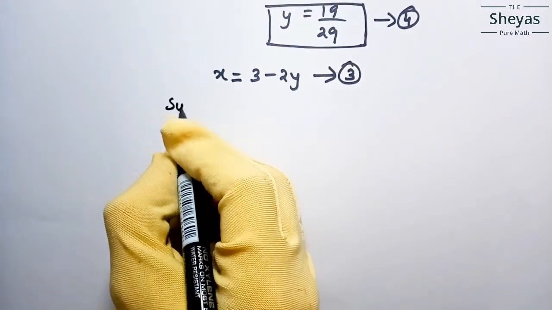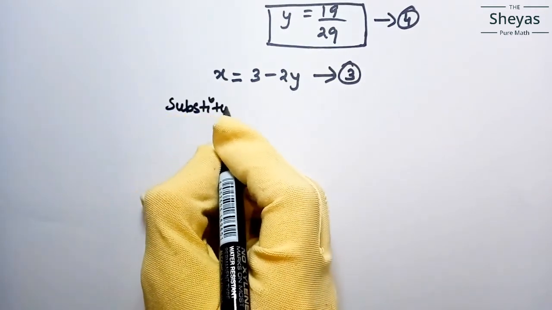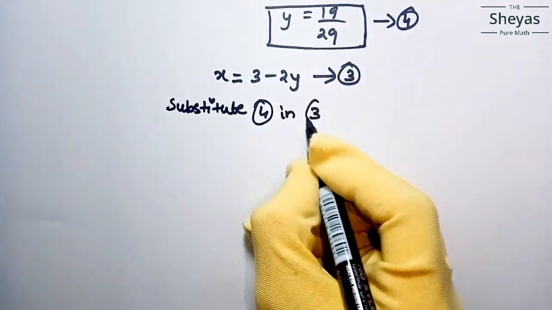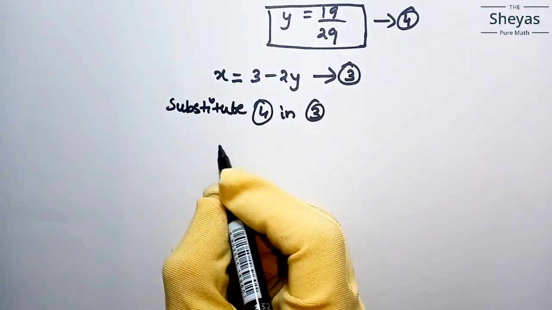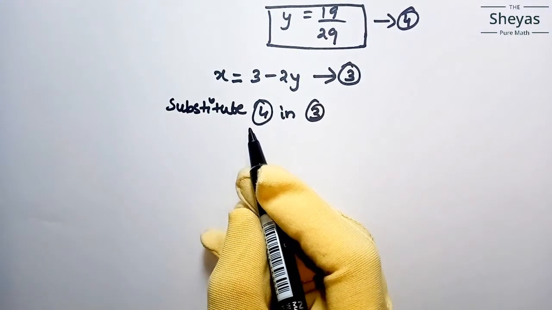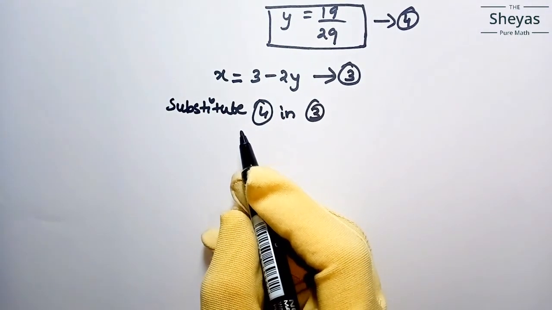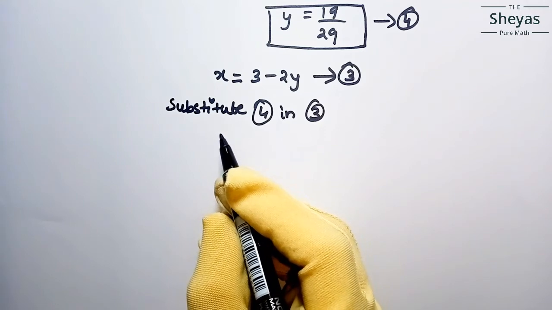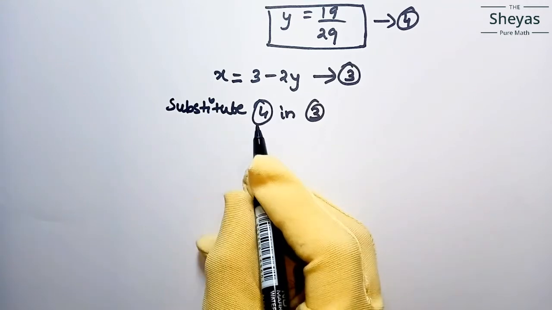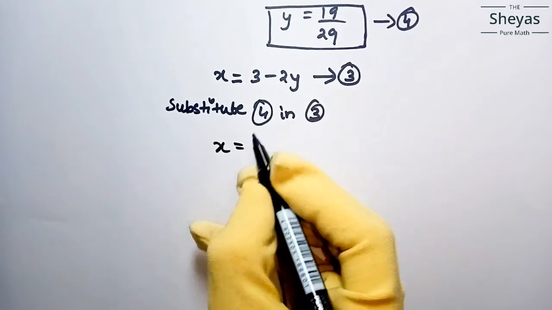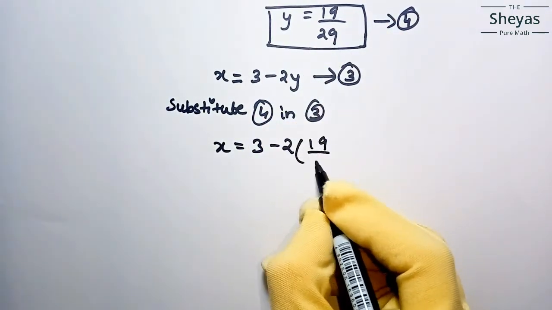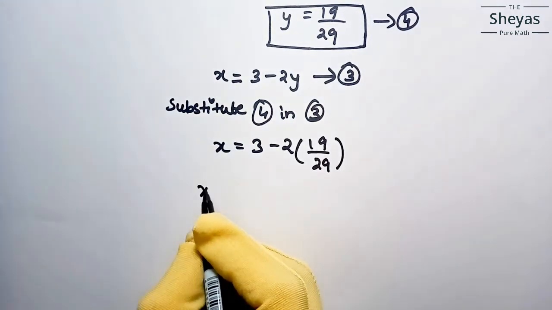Now I am substituting 4, that is the y value, in this 3 to get the x value, because you got one value, the y value, for one variable. Now you are finding the value for the other variable x. So substitute 4 in 3. x is equal to 3 minus, what is the y value? 19 by 29.